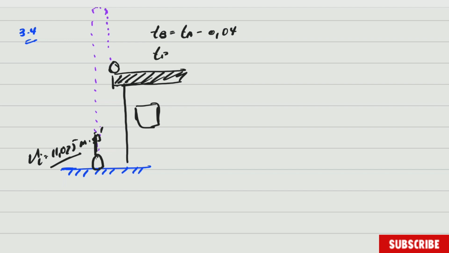So time B, for example, will be 1,5 minus 0,04, and that is equal to 1,46. This is the time for B to reach that roof. Okay, that is important. Now that is the first important thing I want to point out, but there is something else. They want to know the height of the roof.